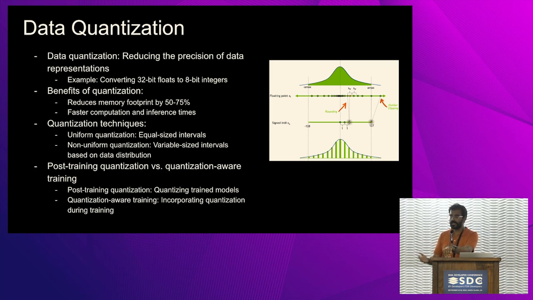Whereas the other one is quantization aware training, in which while you're training it itself, when your model has to decide the value, it'll actually choose the value that is closer to whatever is the interval that you've decided.